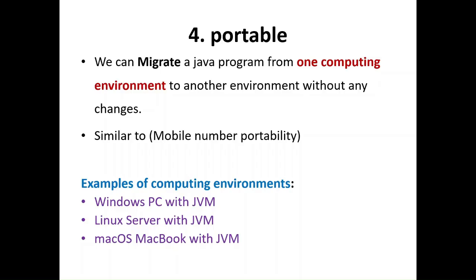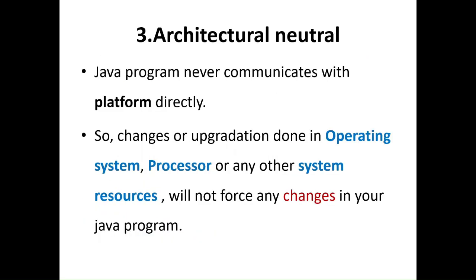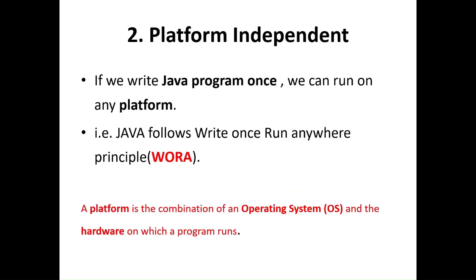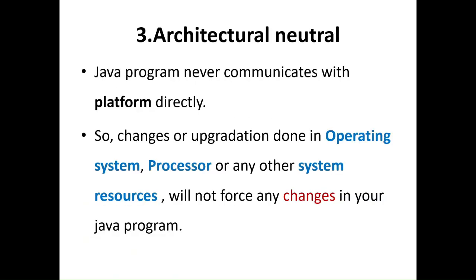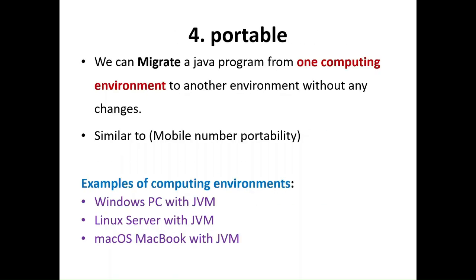But in the previous case, we were talking about platform independence. There the program is not shifted. The program is compiled in a platform and converted into a bytecode, that is dot class file. That dot class file can be executed in another platform. That is platform independent. Here, when I'm talking about portable, the program which is halfway through can be shifted to another environment. That's called portable.